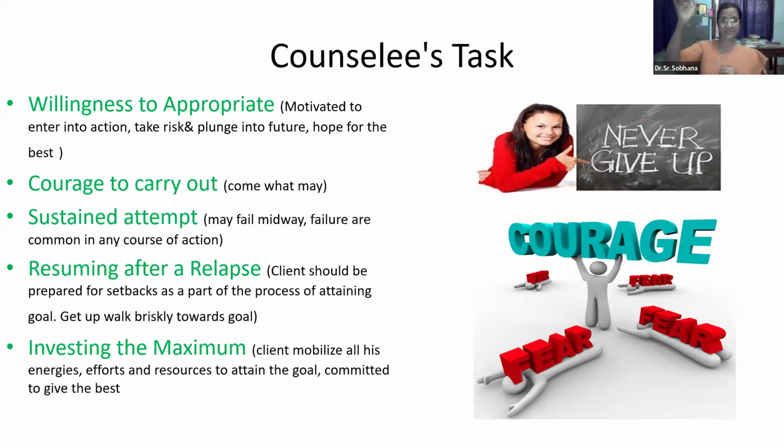Then invest at the maximum, the optimum level. The client mobilizes all his energies. Maybe I would rather say, help the client to use all the senses, not only hearing or seeing, all the senses can be used. Efforts and resources to attain the goal. Show them what resources are available and what efforts you need to make, then be committed to give the best. We as counselors are committed to give our best and help the client give their best to solve their problem.